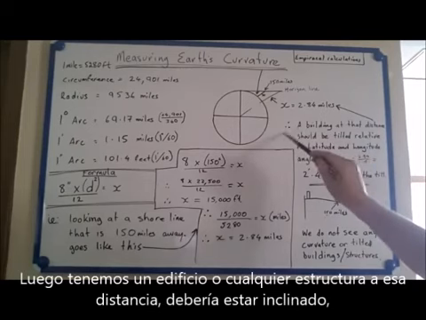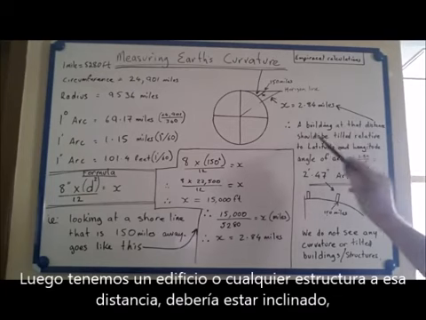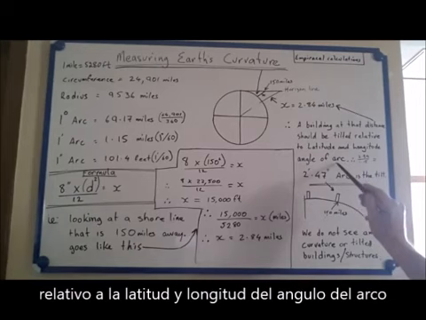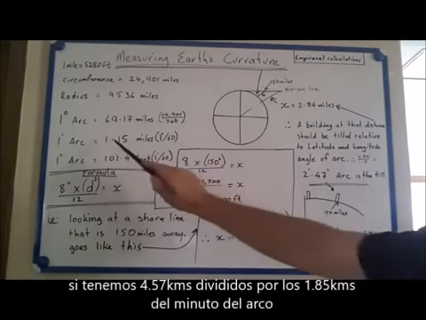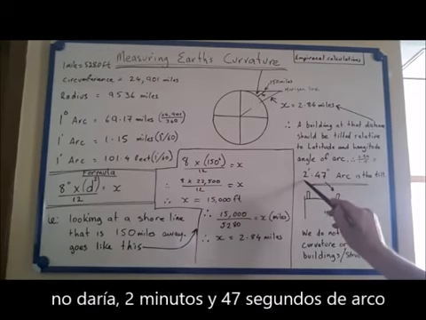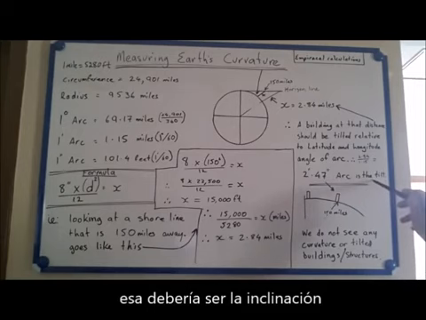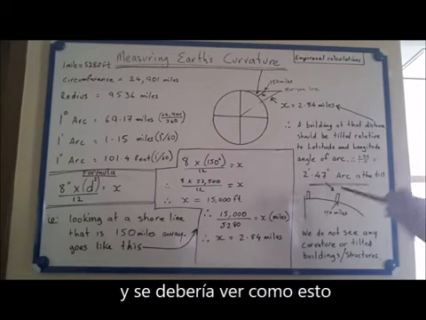Of course, therefore, a building at that distance, or any structure that's straight, should be tilted relative to the latitudinal and longitudinal angle of arc. Of course, 2.84 miles divided by minutes of arc will give us 2 minutes and 47 seconds of arc. That should be the tilt if we saw anything at that distance. And it should look something like this.